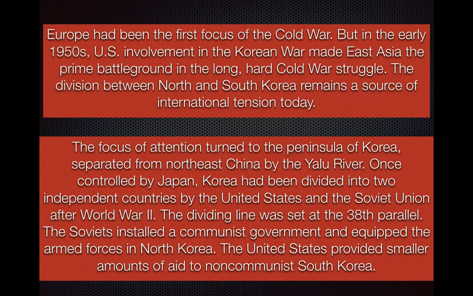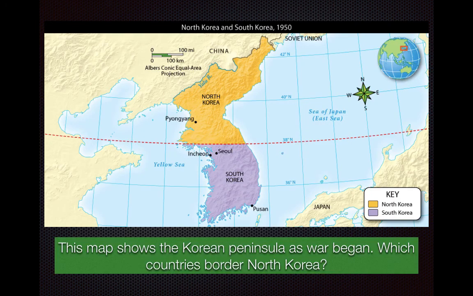And in the north, you'll have a Soviet sphere of influence, and in the south, you'll have a U.S. or an allied sphere of influence. The dividing line between the two is the 38th parallel. The Soviets will put into place a communist government and a communist military. The United States will provide aid to South Korea, but on a smaller scale. So this is what it looks like here.